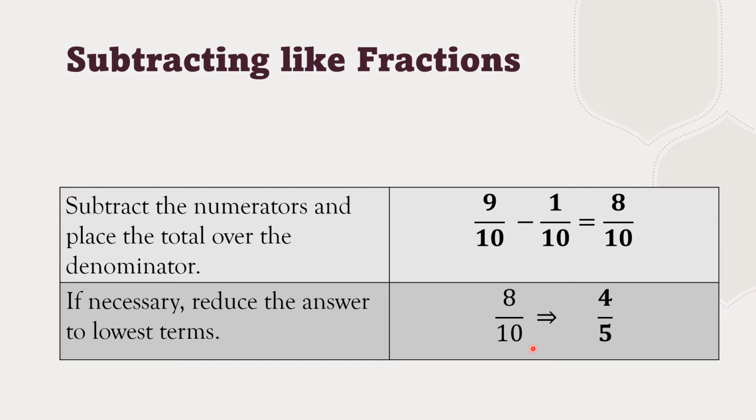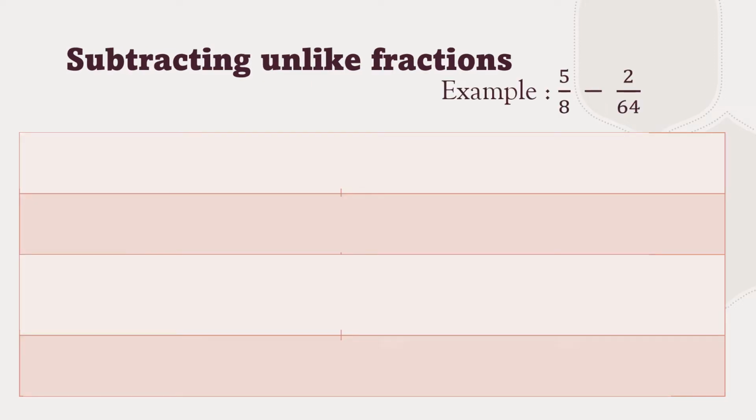It is not yet in its simplest form, so we have to simplify this. We have to look for the GCF, and the GCF for this is 2. So 8 divided by 2 is 4 and 10 divided by 2 is 5. So our final answer is 4 over 5. Now we're done subtracting like fractions. Let's proceed to subtracting unlike fractions.